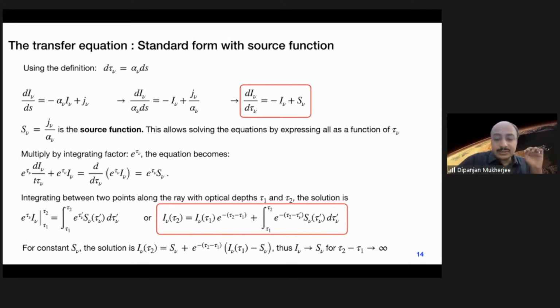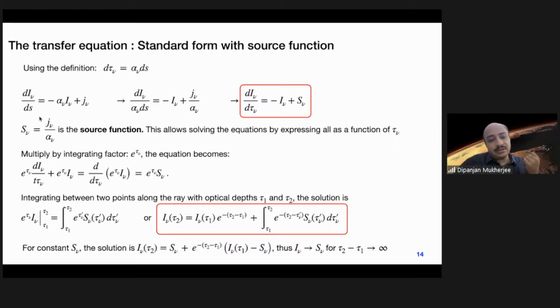Maybe this will be my last slide for today. I'll just sketch how you can solve the radiative transfer equation for a generalized system when you have both emission as well as absorption. We saw just now that if you have absorption and no emission, the solution is a simple exponential function. However, if you also have emission along with it, the situation becomes slightly more complicated, and then we recast the equations in a different way.